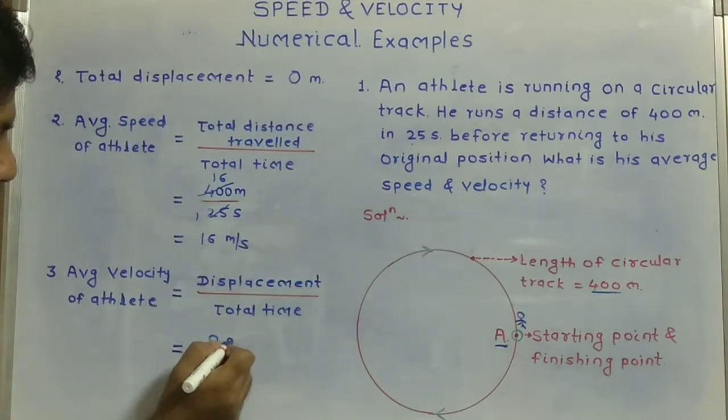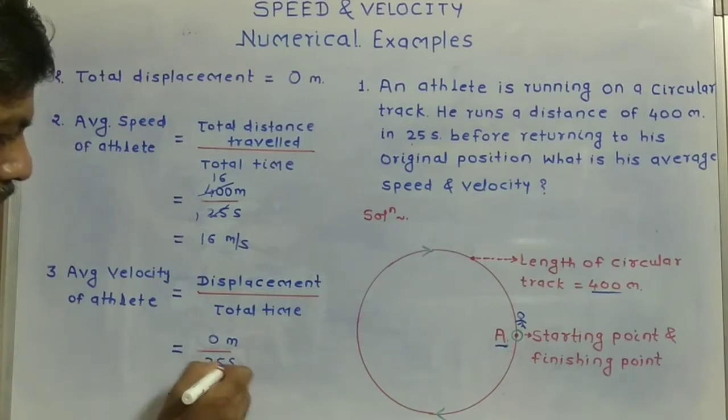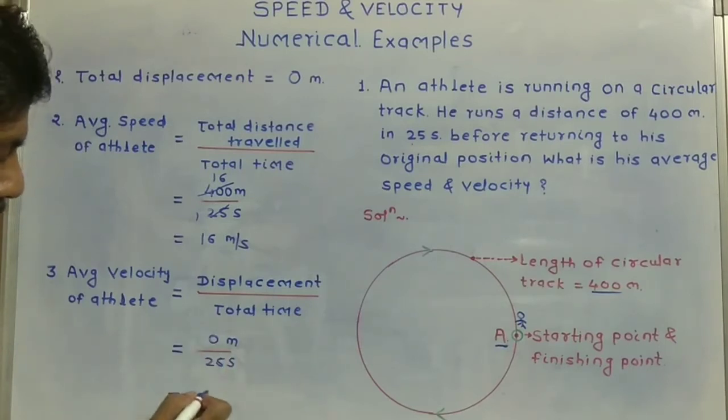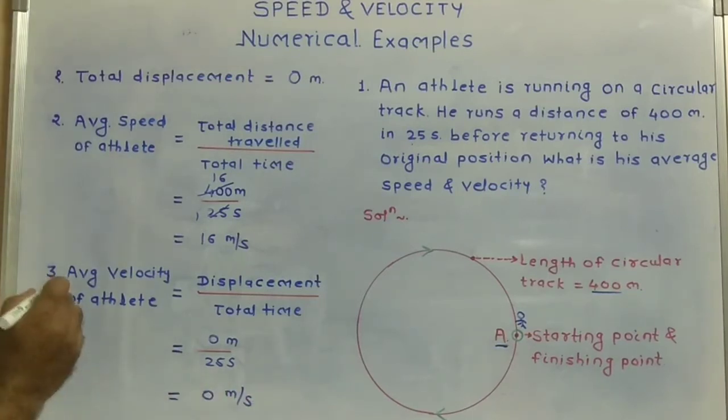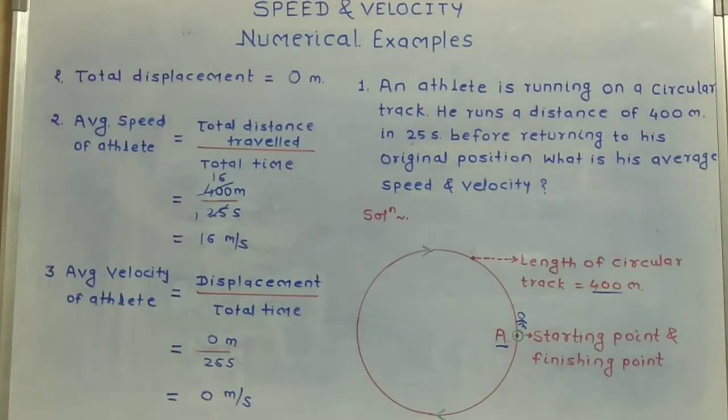0 meter. And what is total time taken? That will be equal to 25 seconds. 0 upon 25 will be equal to how much? 0 meter per second. That is the average velocity of athlete will be equal to how much? 0 meter per second.